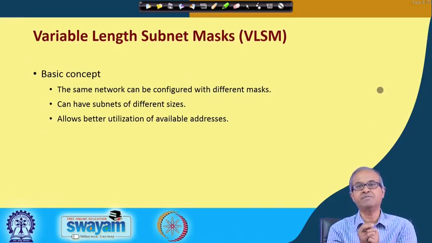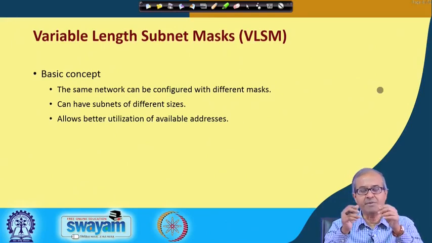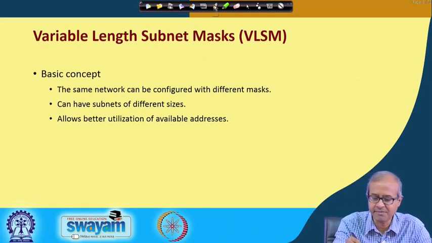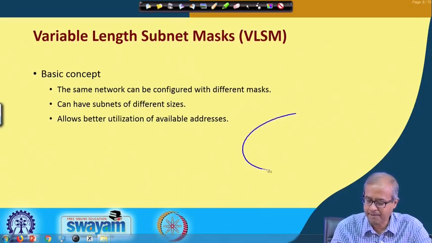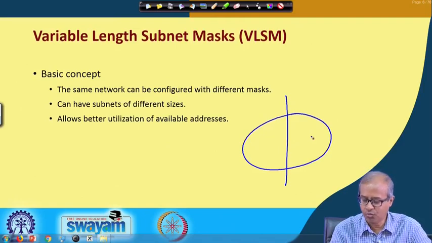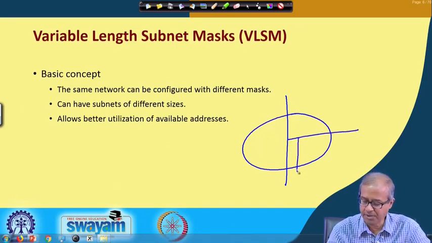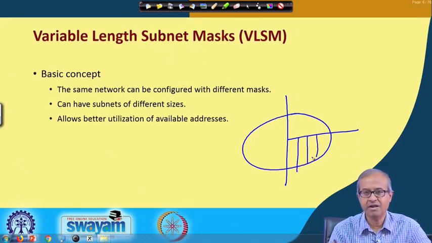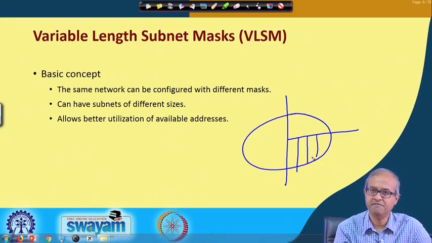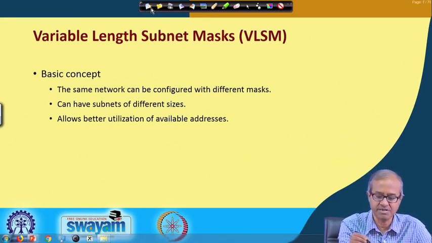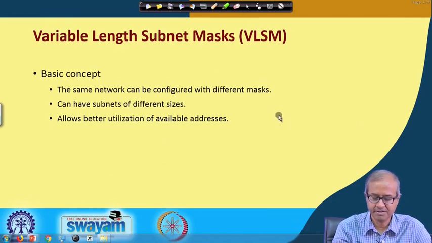but for variable length subnet mask I am saying I can use variable sizes. Let us say I have a big network, I first divide it into two equal parts, one part I make half, the other part I do not make half, and one part I make 4. Like this I can make unequal pieces. This is the concept of variable length subnet mask. Let us see how it works, and obviously this will allow better utilization of available address space.